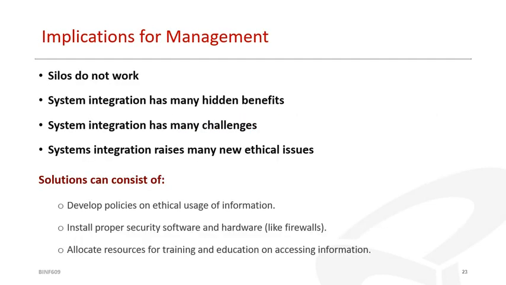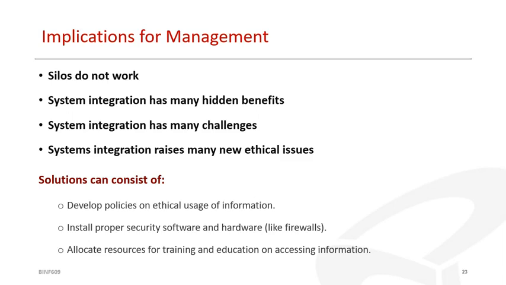The implications for management include that silos do not work. Most organizations lose out in the long term when information is not shared in real time across the functional boundaries within the company. System integration has many hidden benefits, including allowing decision-making to be cascaded to all departments, and also allowing employees at lower levels to make better decisions while interacting with clients and partners.